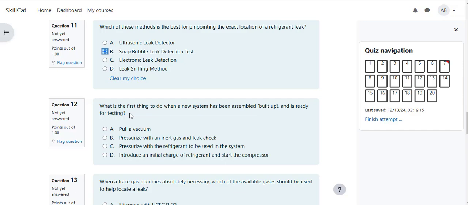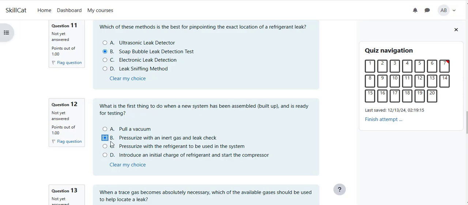What is the first thing to do when a new system has been assembled, built up, and it is ready for testing? Pull a vacuum, pressurize with inert gas and leak check. Pressurize with the refrigerant to be used in the system. Introduce the initial charge of refrigerant and start. Pressurize with inert gas. Add this nitrogen. And check.